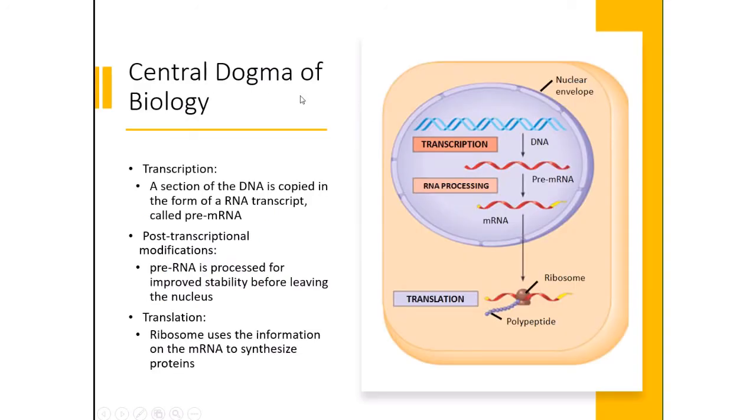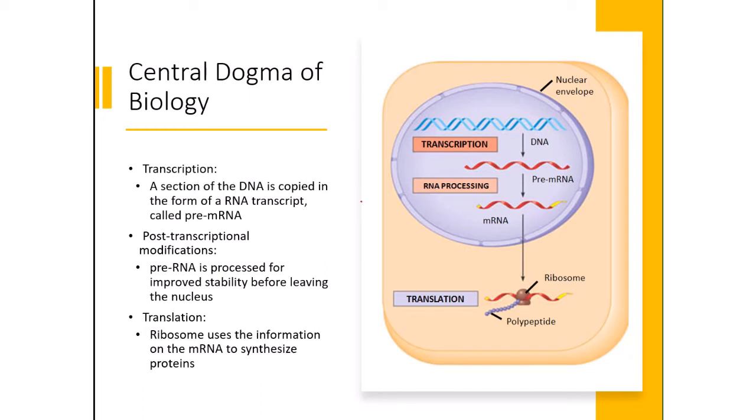We talked about the central dogma of biology some time ago, and just to reiterate, what that means is we start with DNA, genetic material in the nucleus, and we are going to make a copy of that in the form of something called mRNA. That process is called transcription.